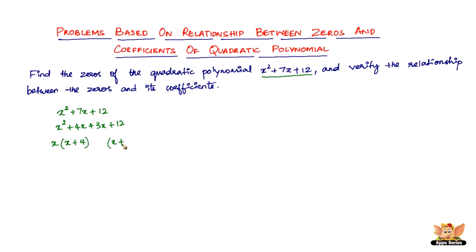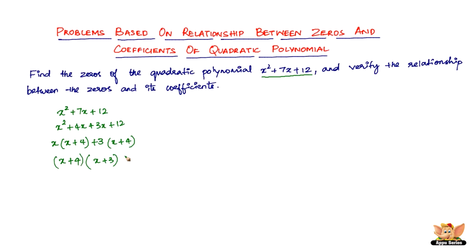Now, grouping this, you can factorize. Taking out x here, you have x plus 4. And here also you need to get x plus 4, so you take out 3 here. Considering these two terms, you've got x plus 4 common. So taking out x plus 4, you have x plus 3. So the factors are x plus 4 and x plus 3.